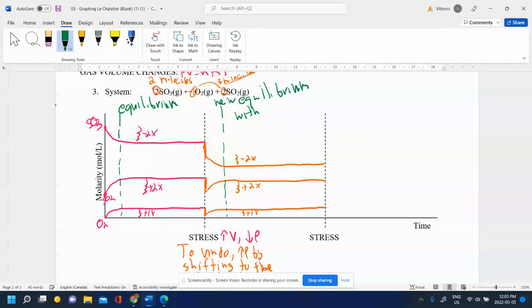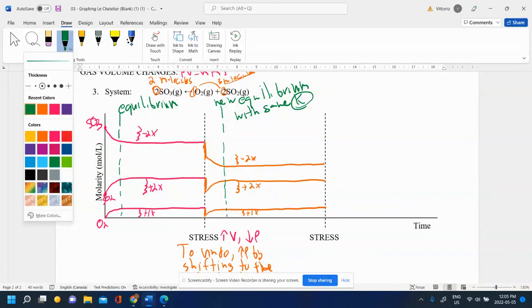With the same K. The K does not change. So when the new equilibrium reestablishes itself, the K will be the same as it was before. Okay, so now we'll introduce a new stress just to see what it looks like. So let's go ahead and do a new stress here.